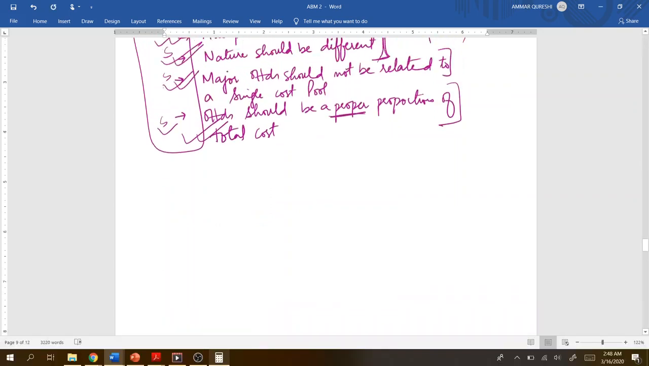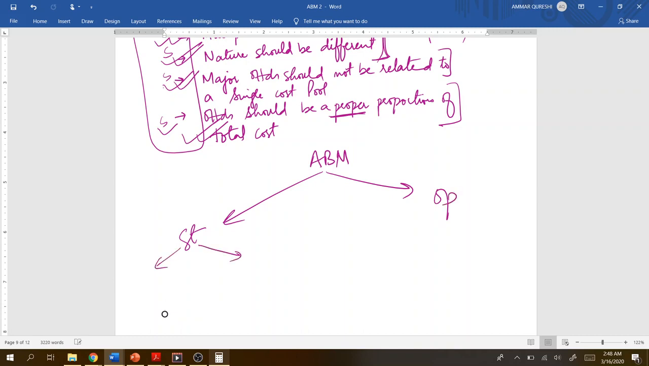I'm just trying to get a space, right? So what we discussed is that the activity-based management system has two areas. The first area is the strategic level, and then the operational level. At the strategic level, there are two areas. The first one is product related, and the second one is customer related.